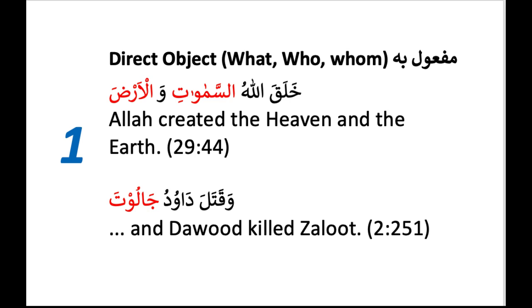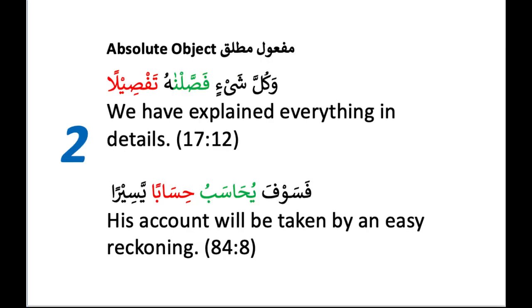Wa qatala Dawudu Jaluta. And Dawood killed Jalut. Who did Dawood kill? He killed Jalut. So Jalut is Maful bihi or direct object. The second type of Maful is called Maful mutlaq. Another name in English is absolute object.